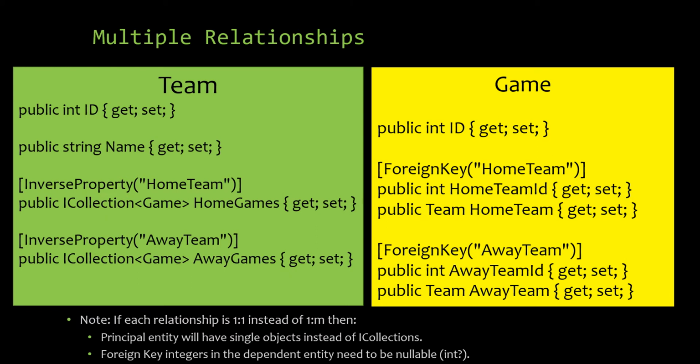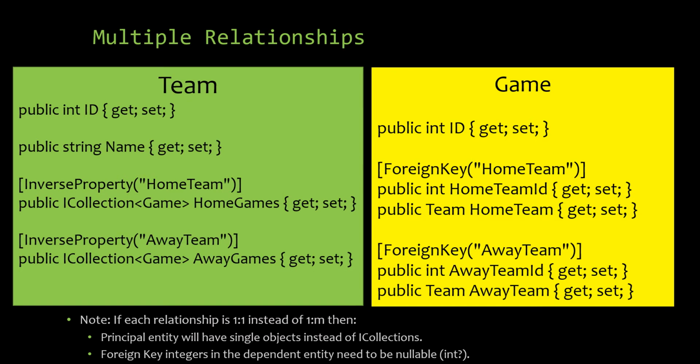And then to help out clarifying the actual integer IDs that correspond to those, we'll use the ForeignKey annotation, right? To specify that this is the foreign key for the object stored inside game called AwayTeam or the one called HomeTeam, right?